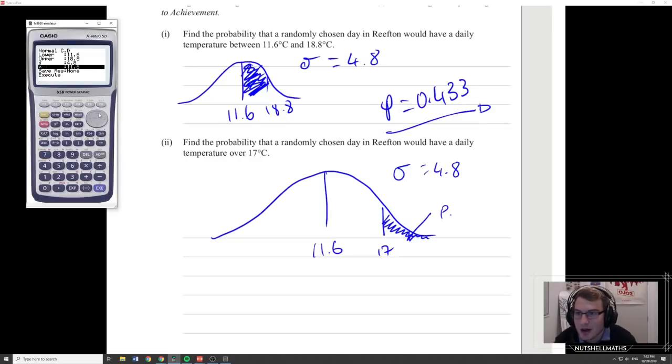Right. So our lower in this picture is 17. Our upper is a really large number, because it goes on forever. If I shade this in on a normal distribution curve, it goes forever in that direction. So I just put a really large number. Everything else stays the same. Bing, bang, boom. Here's our probability: 0.13.